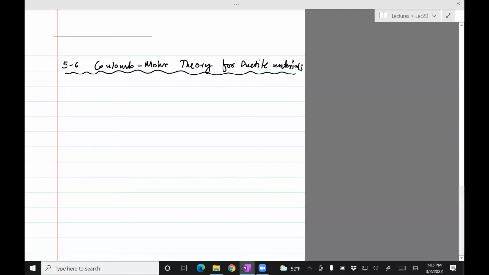Okay, so far we've seen two theories for failure for ductile materials. We had the maximum shear stress theory. Then we had talked about distortion energy theory, which solved a problem. This theory, Coulomb-Mohr theory for ductile materials, is only used when the ductile material has different yield strength in tension and compression. So Sy is different in tension than compression. So instead of saying Sy, we'll just use St for the yield strength in tension, and Sc to be yield strength in compression.